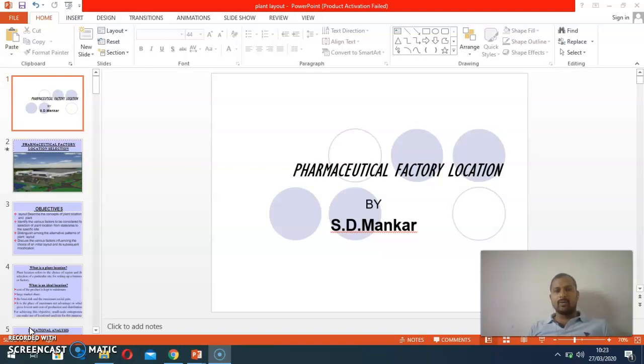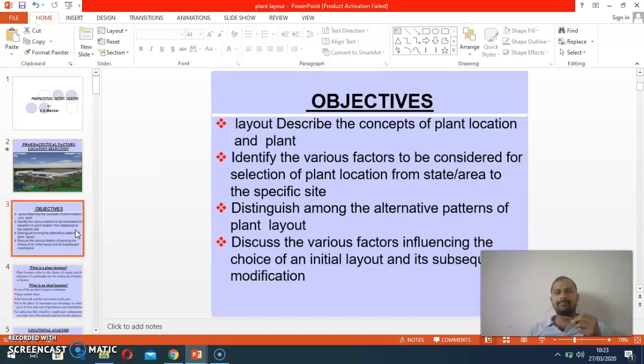Hello everyone. Today we are discussing pharmaceutical factory location, as per the designing and development of the layout for suspension, emulsion and semi-solid. What are the objectives behind that?